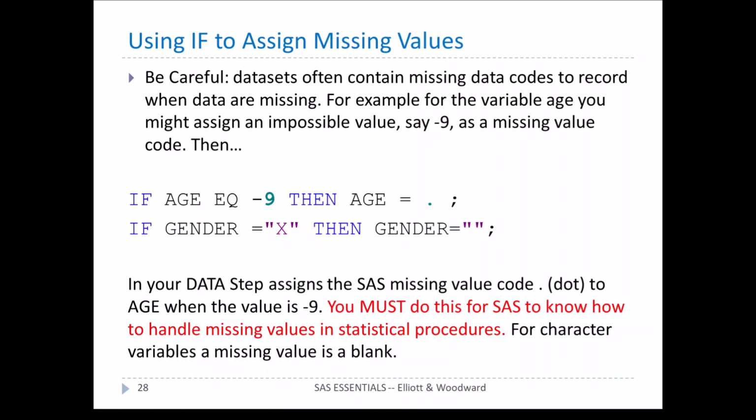Or for instance, if we ask for someone's gender and they will not give us a gender, maybe we then code that as X. Then in our code we say if gender equal X, then gender equal, and that quote means blank, so that is a missing value. Again, two ways that we could assign a missing value within a data set.